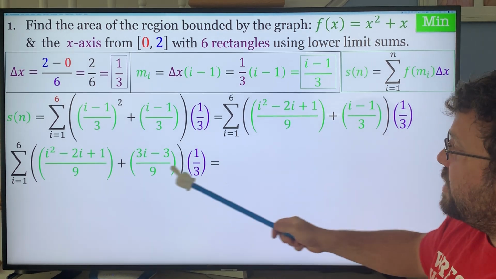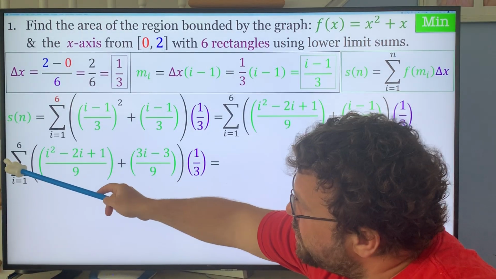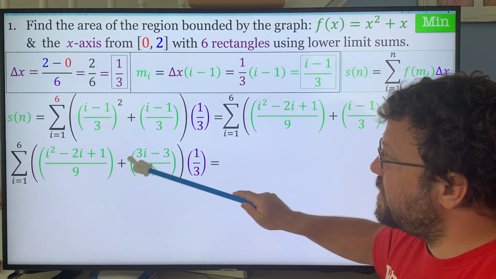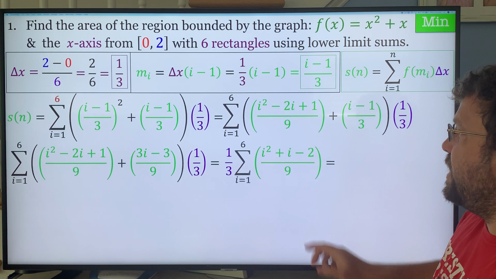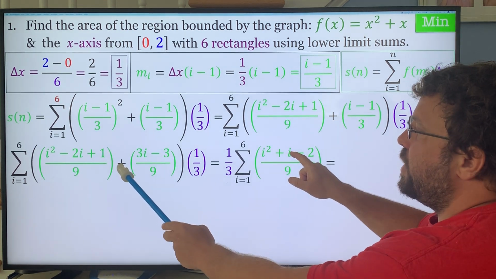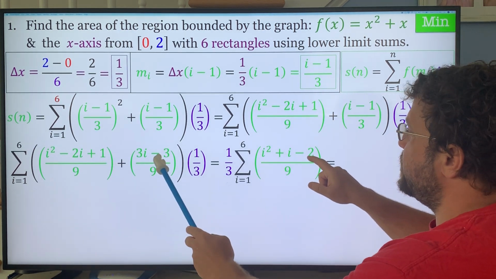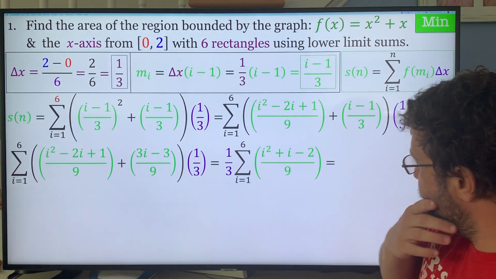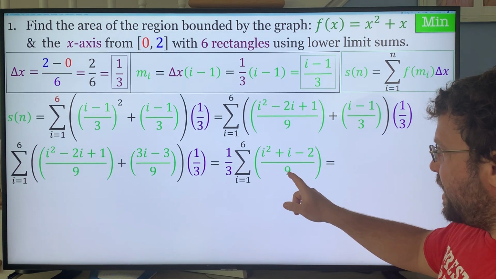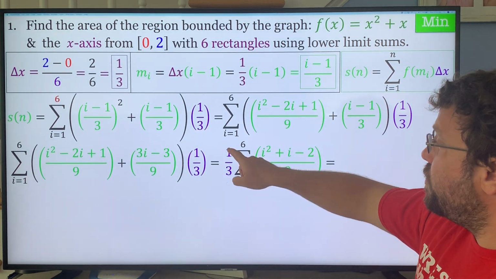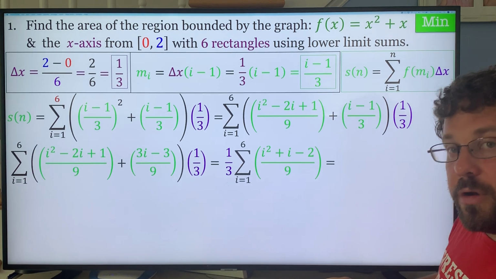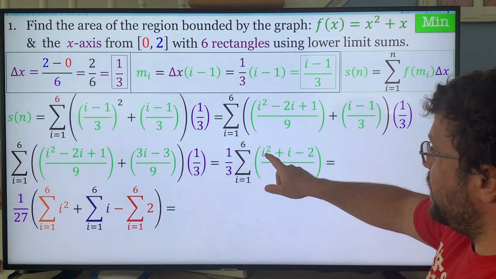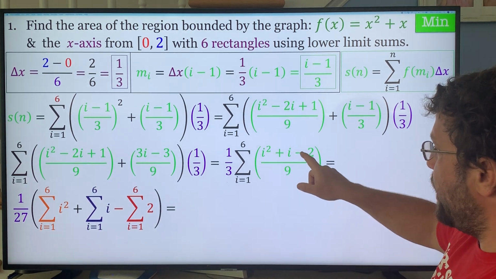So now I can take my 1/3. I left it out; I'm going to drag my 1/3 forward here. i squared stays. Negative 2i plus i plus 3i is 2i. 1 plus negative 3 is negative 2, and that's all over 9. See the 1/3? I just moved it to the front. Now to make this easier, I can take this 9 and move it out to the front too. So 1/3 times 1/9 is 1 over 27, because 9 times 3 is 27. So I'm left with an i squared, an i, and a minus 2.